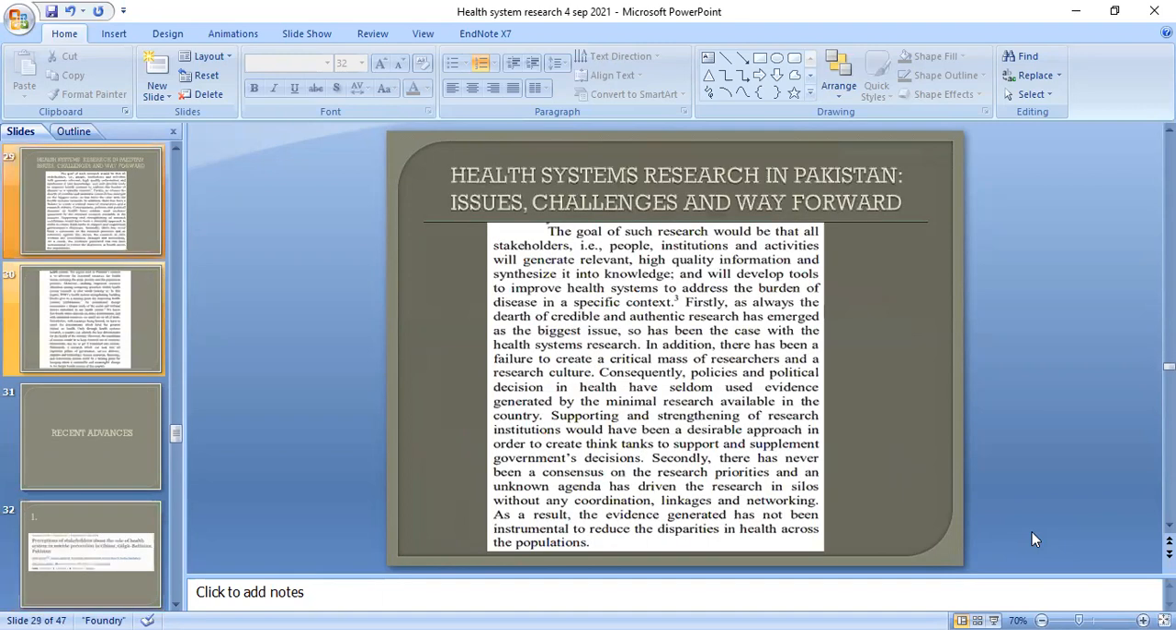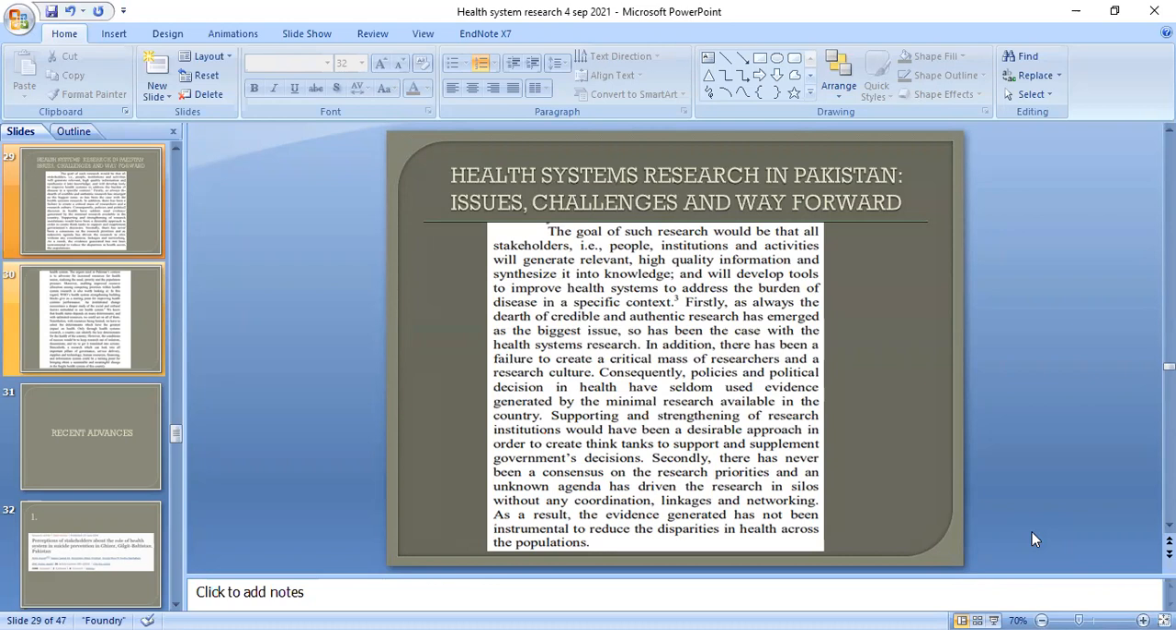Now the health system research in Pakistan, its issues, challenges, and way forward. The goal of health system research would be that all stakeholders such as people, institutions, and activities will generate relevant high quality information and synthesize it into knowledge and will develop tools to improve the health system to address the burden of disease in specific contexts.